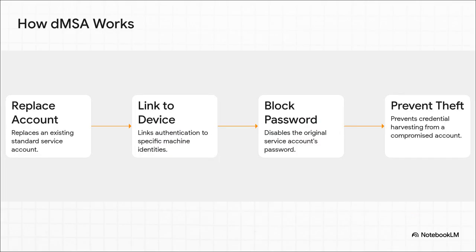So check this out. Here's how it works. You take a regular service account and you basically convert it into a dMSA. That process links it, cryptographically, to a specific computer's identity in Active Directory. Now, here's the magic trick. The original account's password is now totally disabled. It's useless. So even if an attacker gets on that server and steals the credential hash, they can't use it to move around your network. This is a complete game changer for stopping attacks like ransomware from spreading.